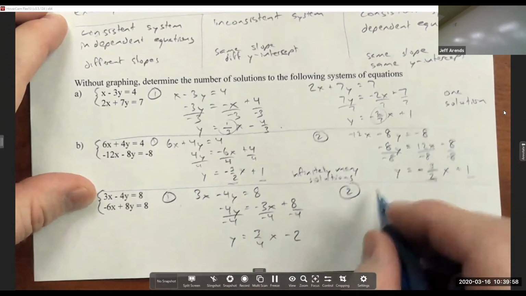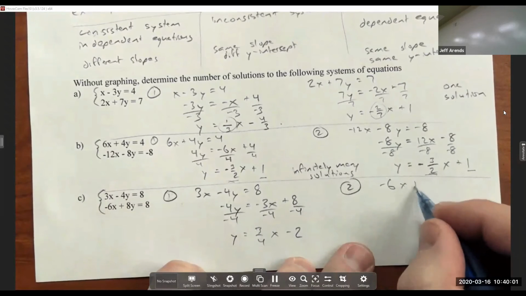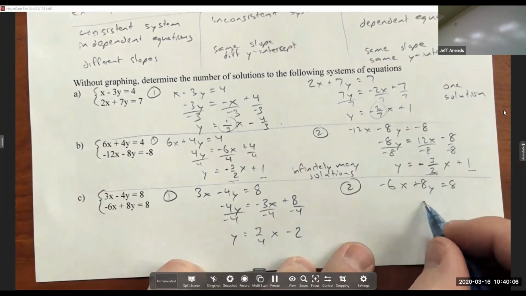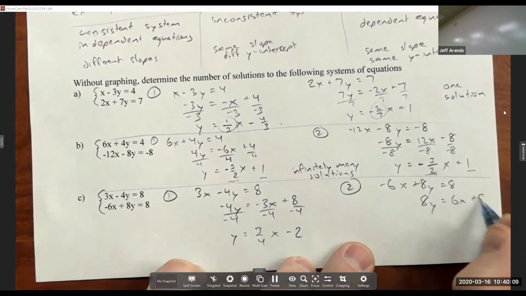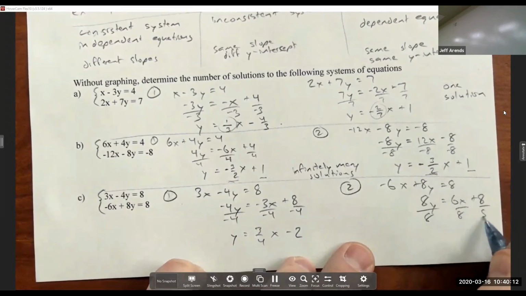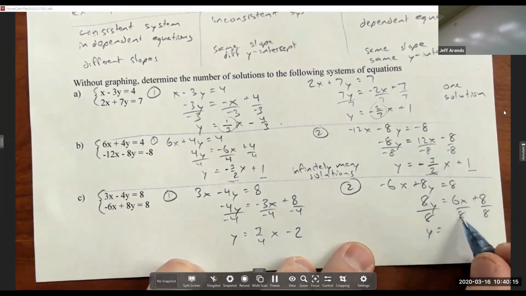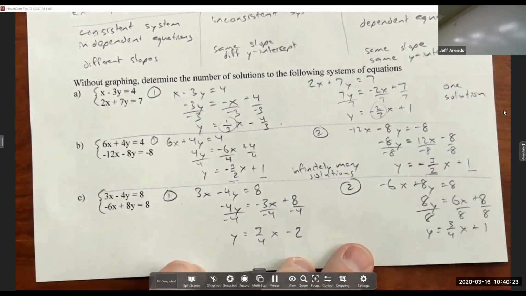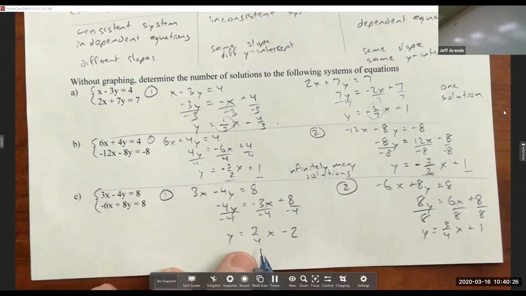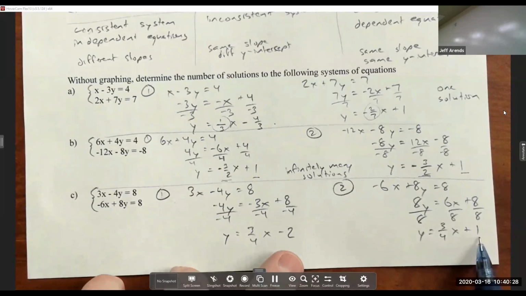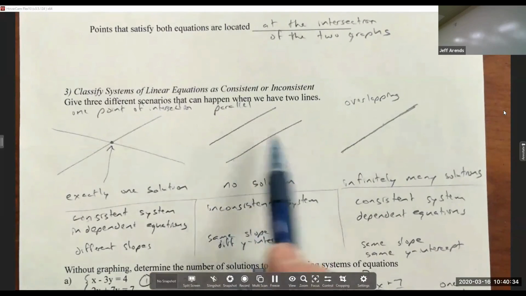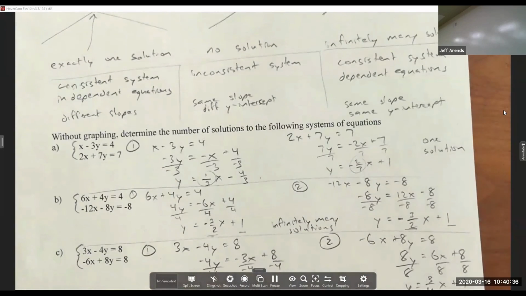For my second equation, I have negative 6x plus 8y equals 8. Let's see, add 6x to both sides. I get 8y equals 6x plus 8. Divide both sides by 8. I get y equals, I can reduce this fraction. There's a common factor of 2. So when I do that, I get 3/4 times x plus 1. So these two equations have the same slope but a different y-intercept, which means we're in a situation where the two lines are parallel. So this would be a situation where there are no solutions.